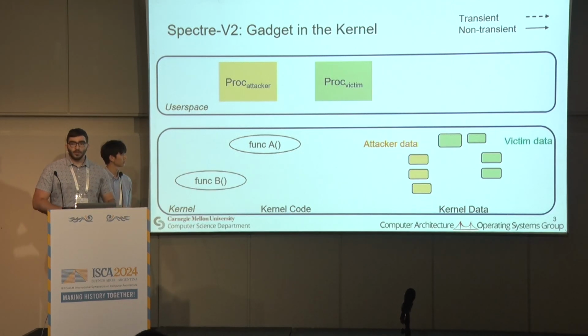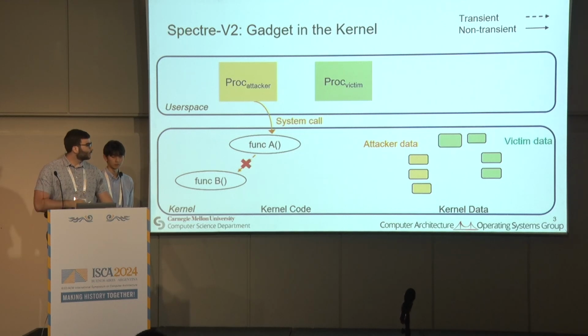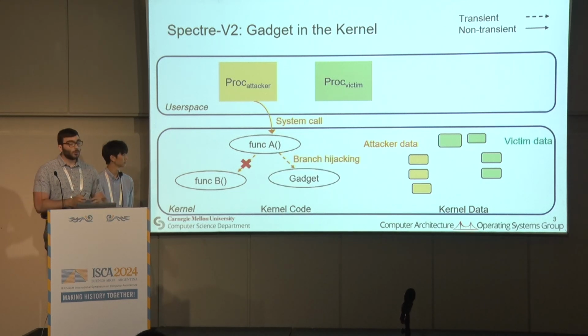For Spectre v2, it's similar, but there are even more options for gadgets, because instead of speculative execution going through the normal chain of execution, where we would reach function B, this is actually speculatively hijacked. Instead, we reach a gadget somewhere else in the kernel, and we're once again able to leak the victim's data.